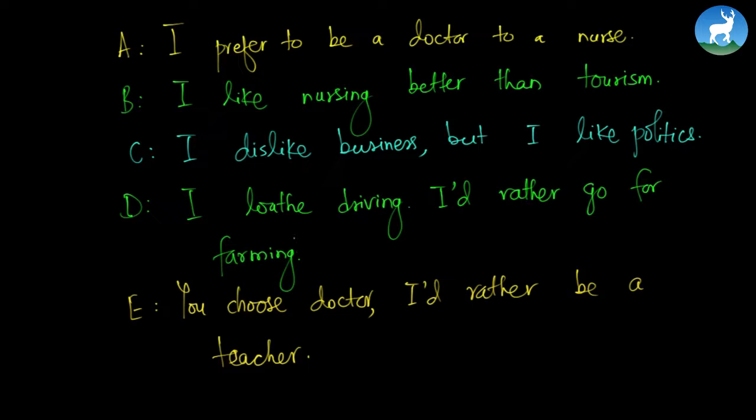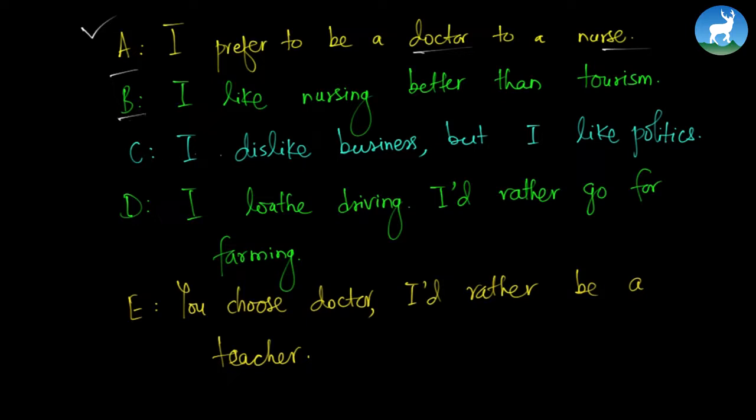Let's look at the following sentences. Now these are some of the examples. I want you to look at these examples and examine what different people say. The first, Mr. A or Miss A, said something like, I prefer to be a doctor to a nurse. So he or she likes being a doctor rather than being a nurse. So his or her preference is to be a doctor.